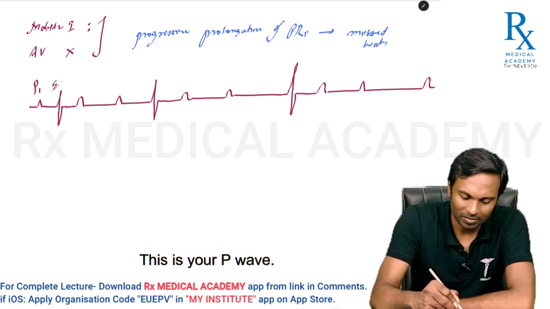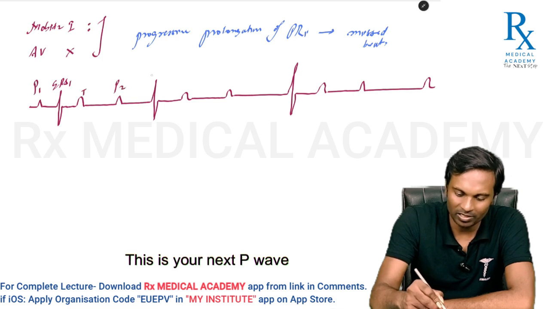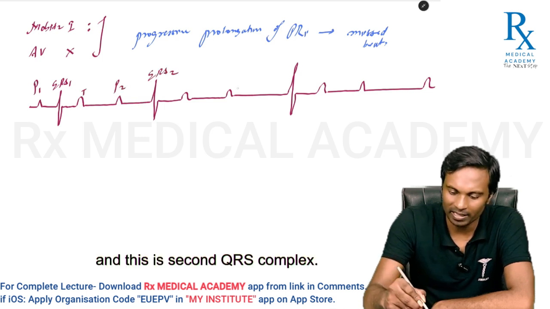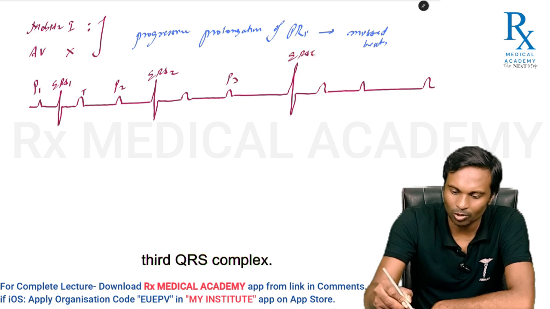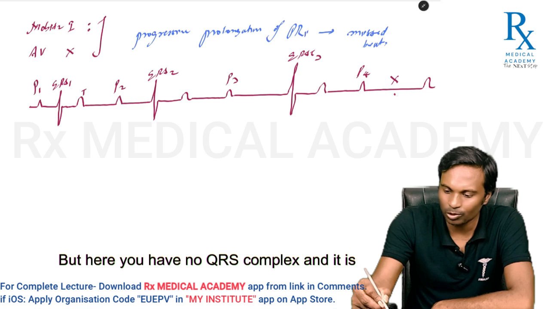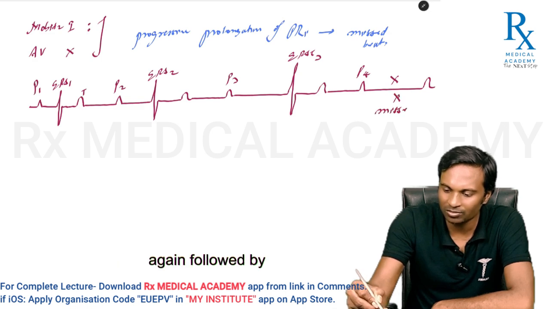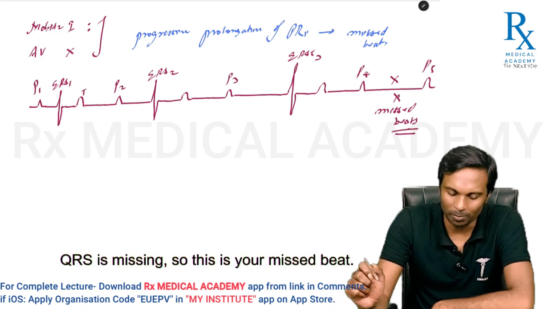This is your P wave, this is your QRS complex, this is your T wave, this is your next P wave, and this is second QRS complex. This is your third P wave, and this is your third QRS complex. Okay, and this is your P4, but here you have no QRS complex and it is again followed by next P wave. So this is P5. QRS is missing. So this is your missed beat.